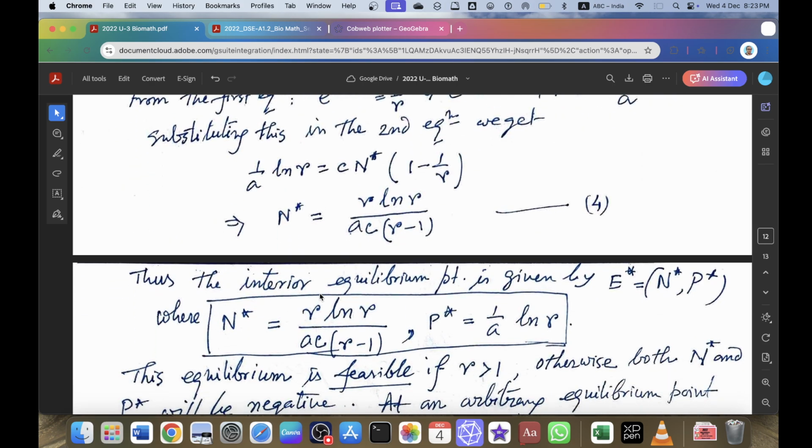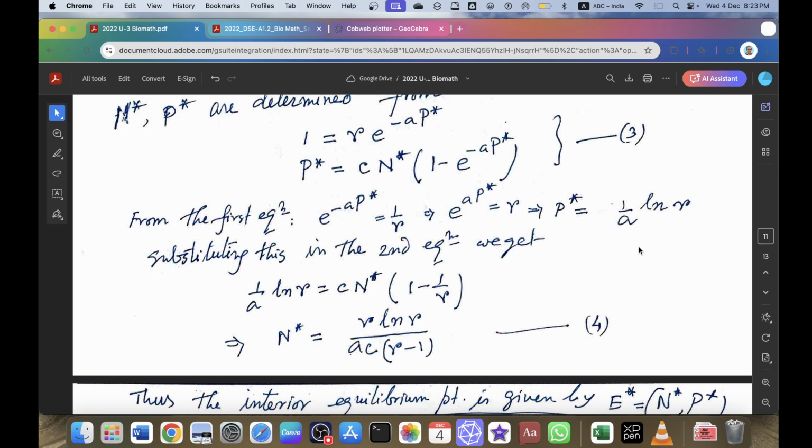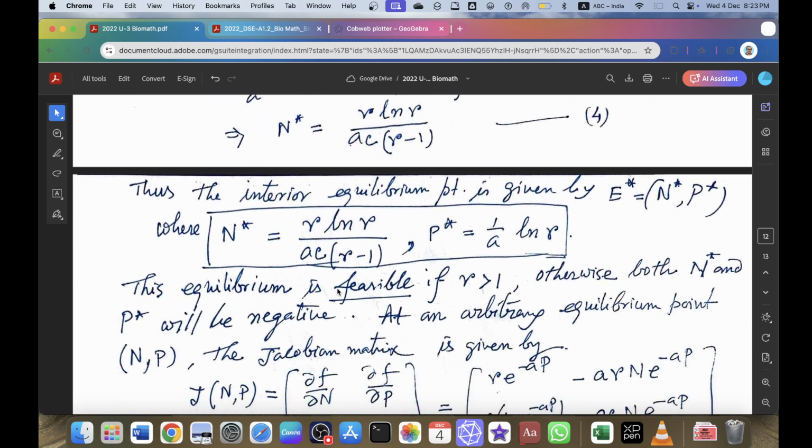Thus the interior equilibrium point is given by E star equal to N star, P star, where N star equal to r ln r by a c bracket r minus 1, and P star equal to 1 by a ln r. This equilibrium is feasible, that means biologically meaningful, if N star and P star are both non-negative. So r minus 1 greater than 0, so r is greater than 1; if r is not greater than 1, both N star and P star will be negative.